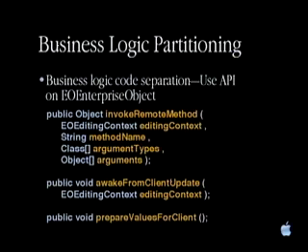Again, the order is, on the client side you invoke the remote method. On the server side, awake from client update is invoked. Then the remote method actually is performed, and before the object is sent back, we invoke prepare values for client.